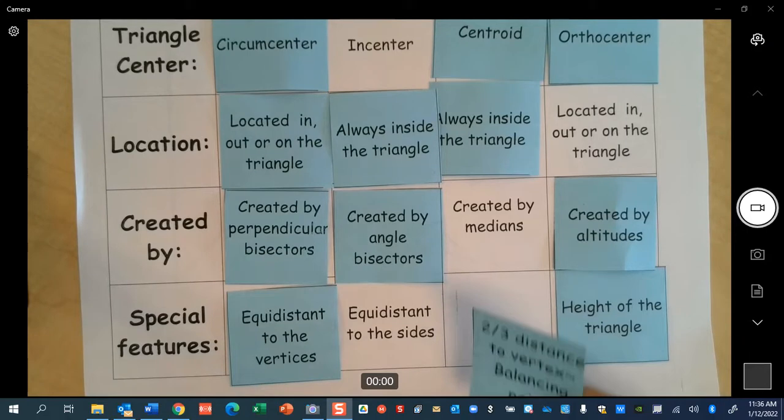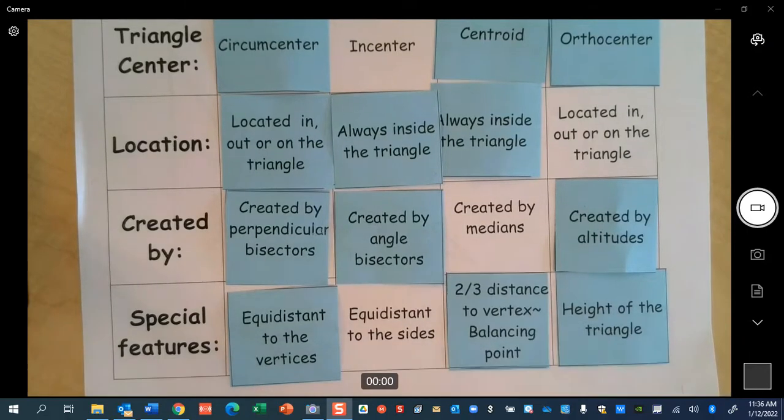That centroid, our pink triangle, that's the one that we kind of like the best. He's kind of fun. That point of concurrency is 2/3 of the distance to the vertex. And it also counts as that balancing point.